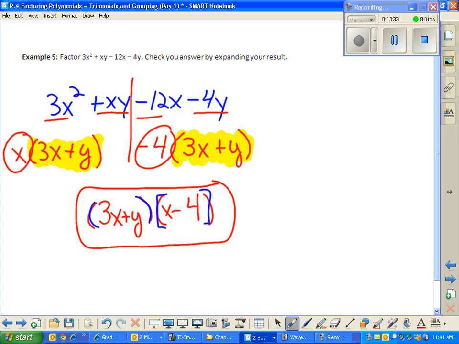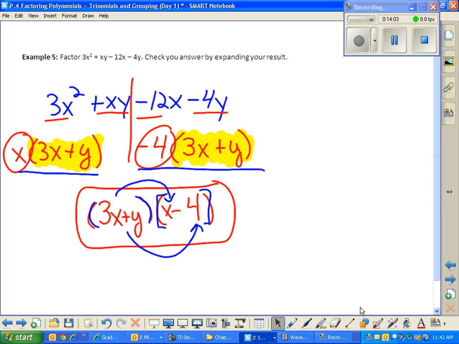I can actually distribute this whole set of parentheses, 3x plus y, to x. That gets me this right here. And then I could also distribute this 3x plus y to the -4, and that gets me that right there. So I'm actually just distributing when I FOIL. You could think of it that way. So that's why I only write the 3x plus y 1 time. Questions about that?